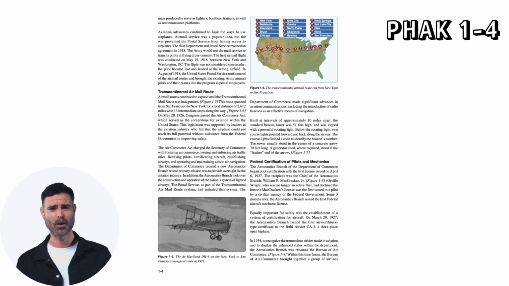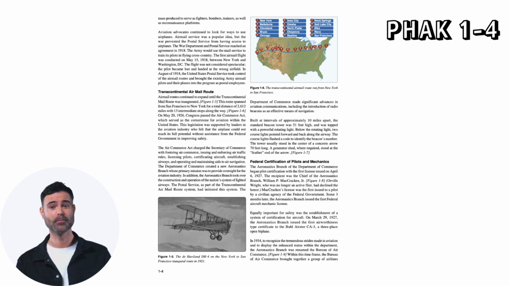The Department of Commerce created a new aeronautics branch whose primary mission was to provide oversight for the aviation industry. In addition, the aeronautics branch took over the construction and operation of the nation's system of lighted airways. The Postal Service, as part of the transcontinental air mail route system, had initiated this system. The Department of Commerce made significant advances in aviation communications, including the introduction of radio beacons as an effective means of navigation.